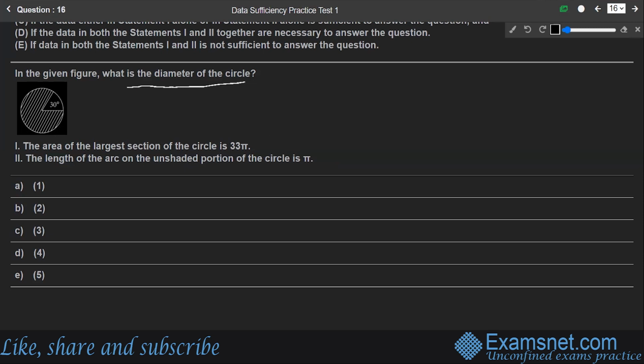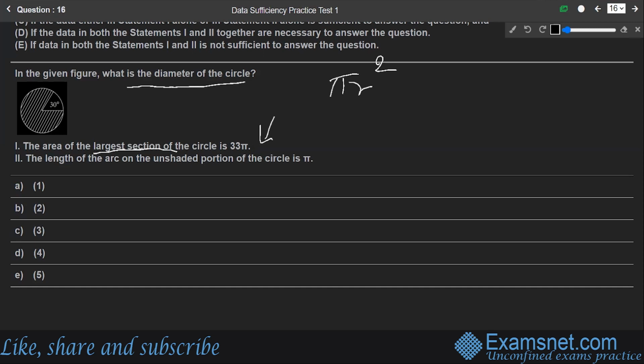Let us check the first statement. First statement said the area of the largest section of the circle is 33 pi. Let's see what is that largest section. The total area of a circle is always given by pi r square, and that is the largest. That's what they're saying: the area of the largest section is 33 pi. But how do we connect the area of the largest section of the circle being 33 pi? This is what they are saying.